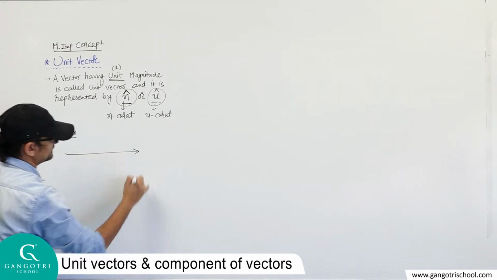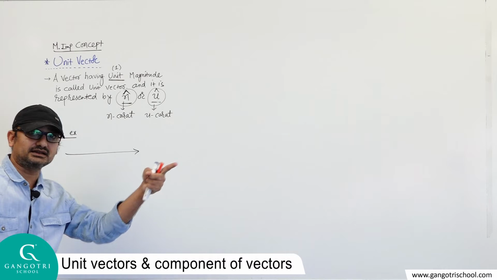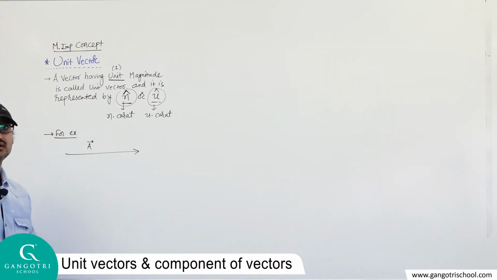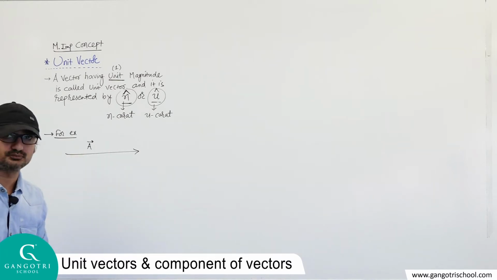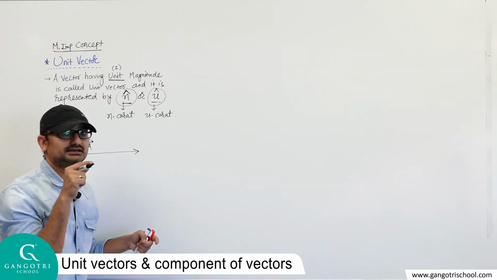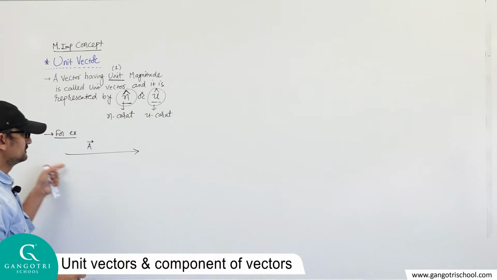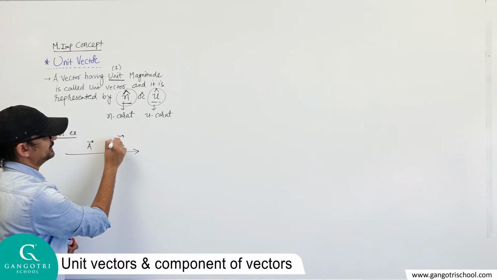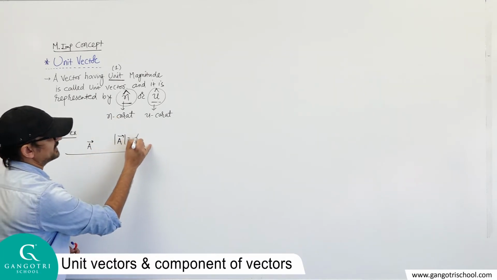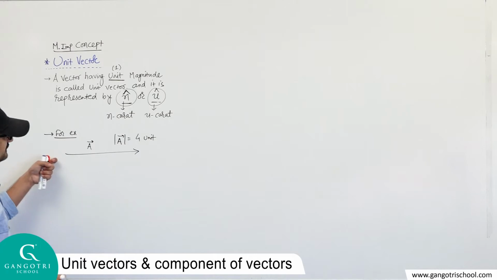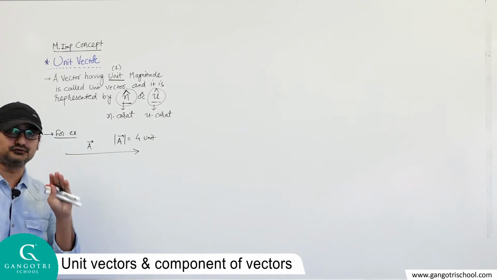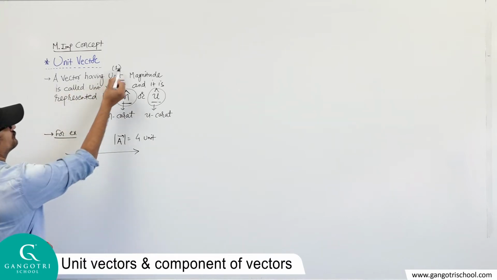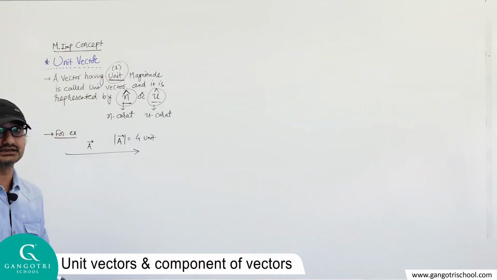For example, suppose let's consider this is one vector. Maybe this vector represents force, maybe velocity, whatever. Suppose let's give the name, this vector is vector A, and suppose its magnitude is 4. For example, suppose this vector is a vector of force, 4 Newton, or a vector of velocity, 4 meter per second. Remember magnitude is denoted by mod. Suppose its magnitude is 4 unit. Since the magnitude of this vector is 4 unit, it means that this is not known as a unit vector. As I said earlier, a vector whose magnitude is 1 is known as a unit vector.